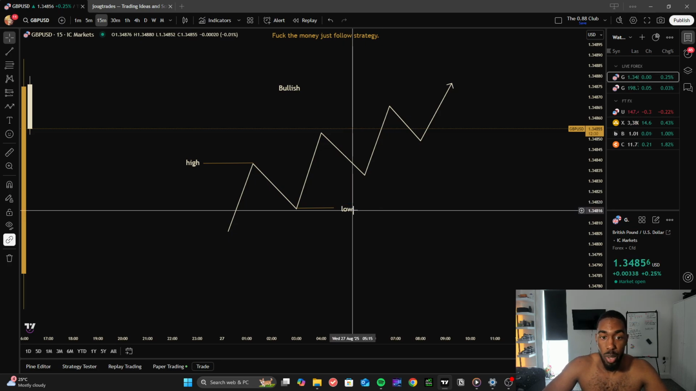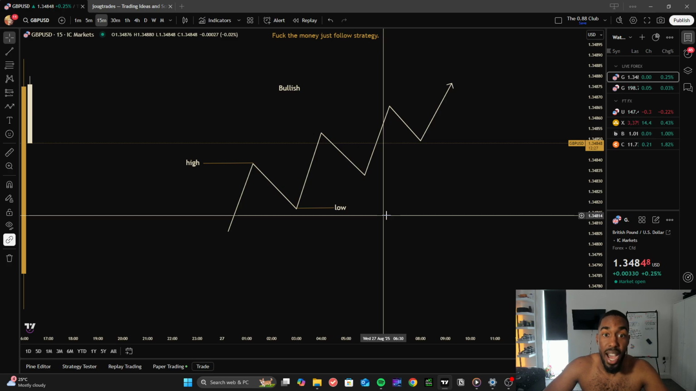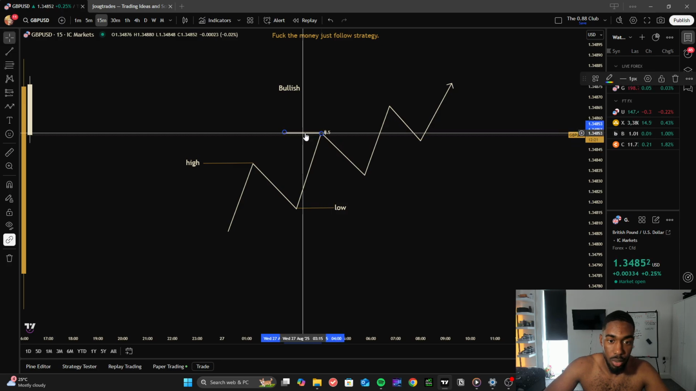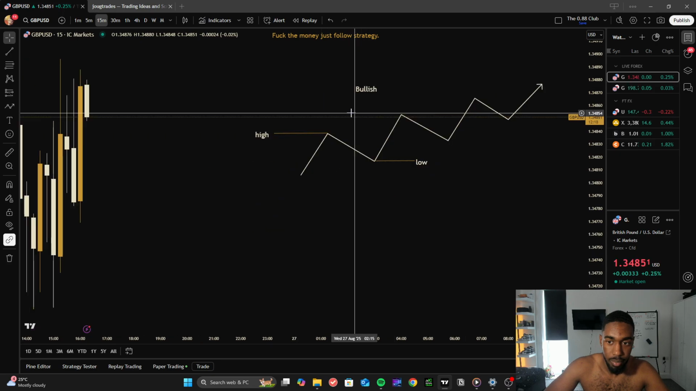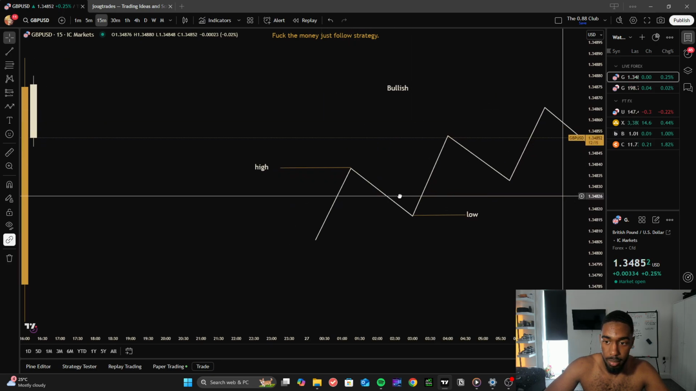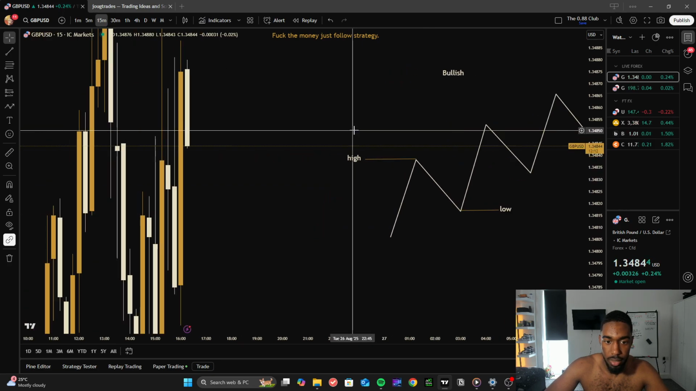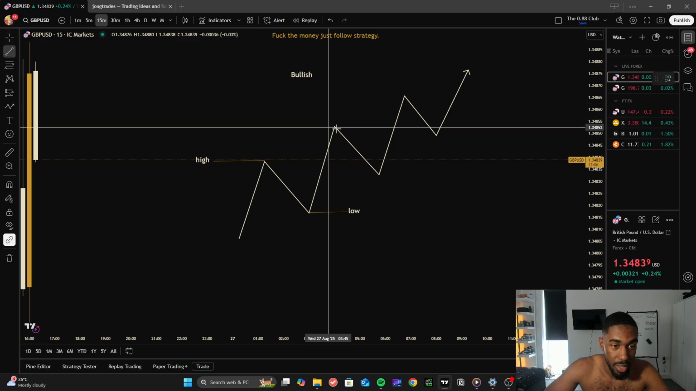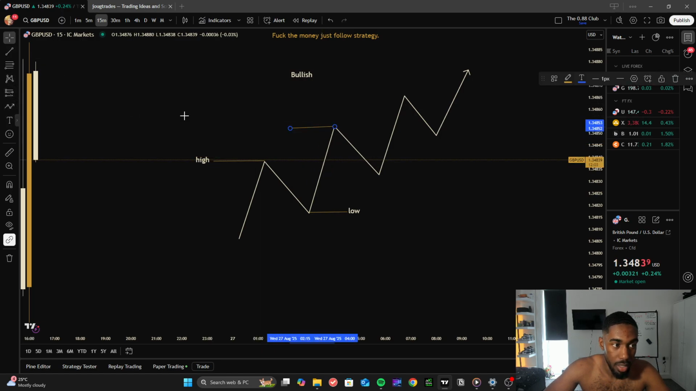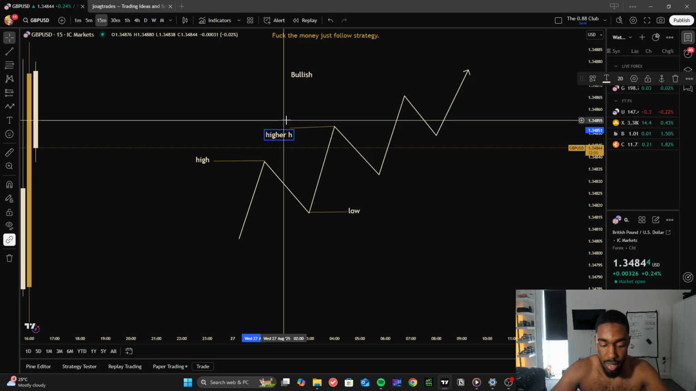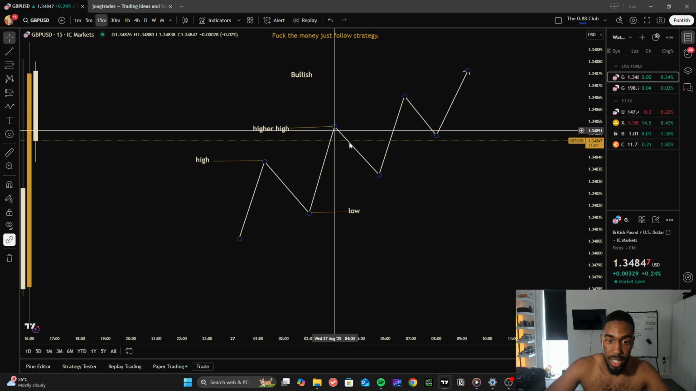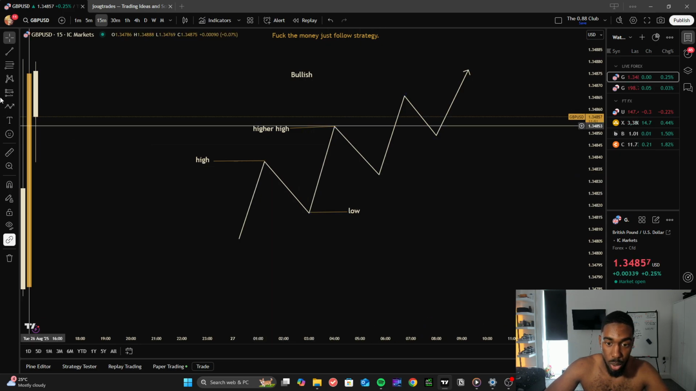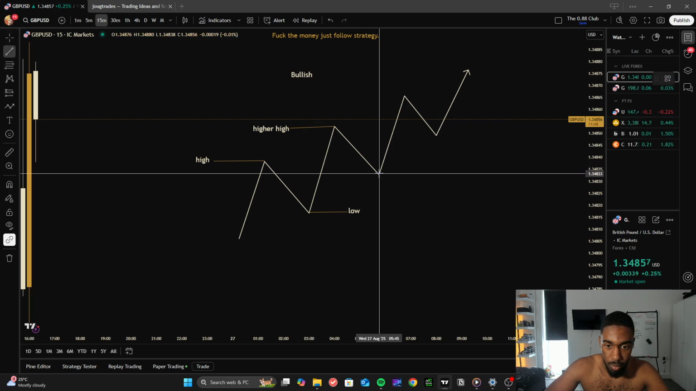And how we identify we're bullish, how we identify we're going upwards, we have higher highs and higher lows. So this up and down, this recent high is higher than this previous high. So we call this a higher high. Then this recent low, down and up, is higher than this low. So we call this recent low a higher low.